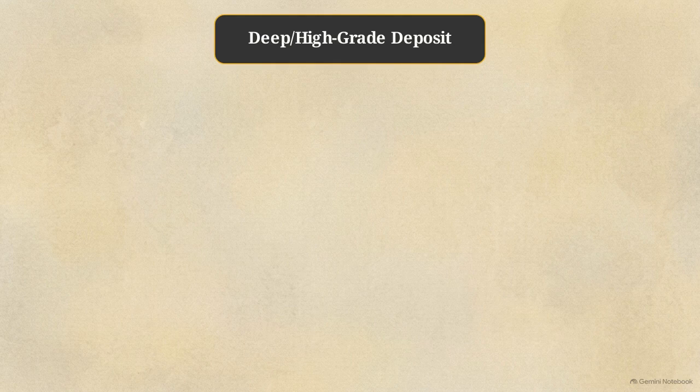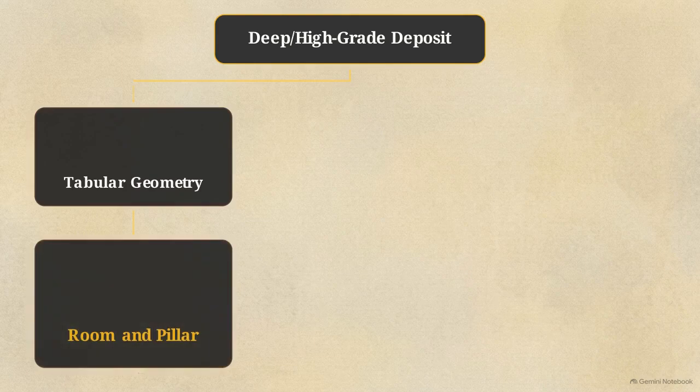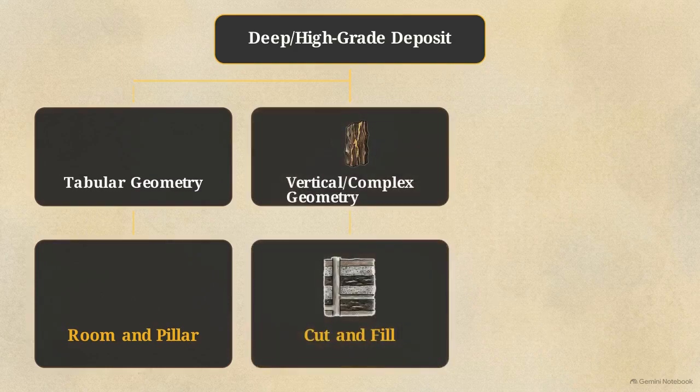Once underground mining is mandated, engineers must select from a suite of highly specialized extraction methods based entirely on the geometry of the deposit. For flat, tabular deposits spread out horizontally, they use room and pillar mining. Miners carve out grid-like rooms of ore, intentionally leaving behind pillars of unmined rock to physically hold up the ceiling. For vertical or irregularly shaped deposits, cut and fill is common. Operators mine horizontal slices of ore, then backfill the empty void with waste rock to create a stable floor so they can drill into the next slice above.